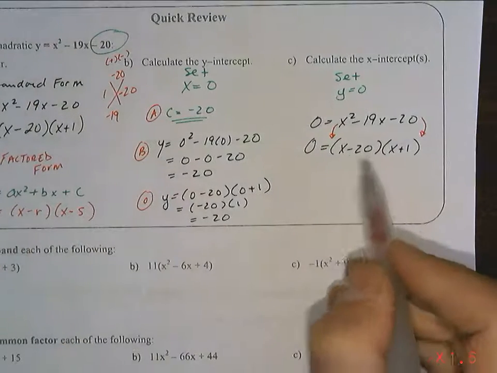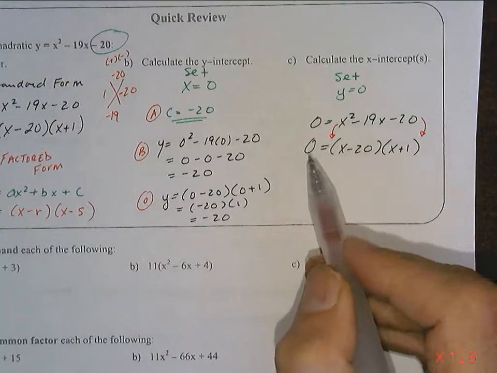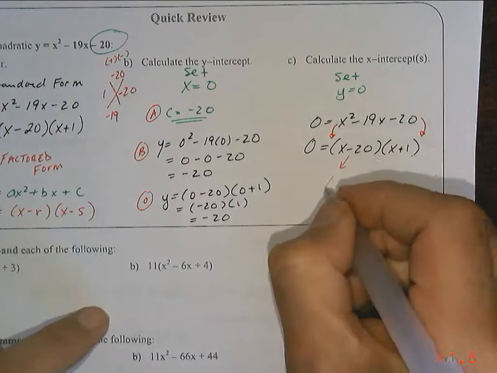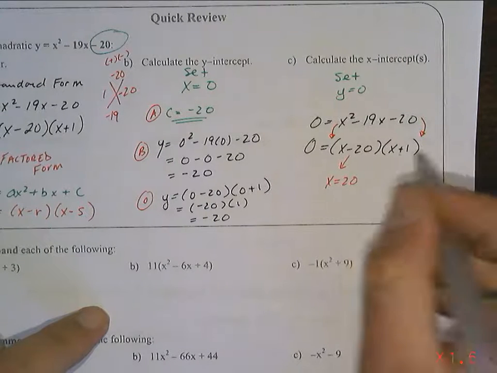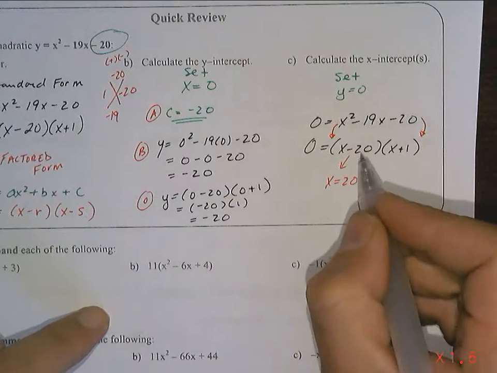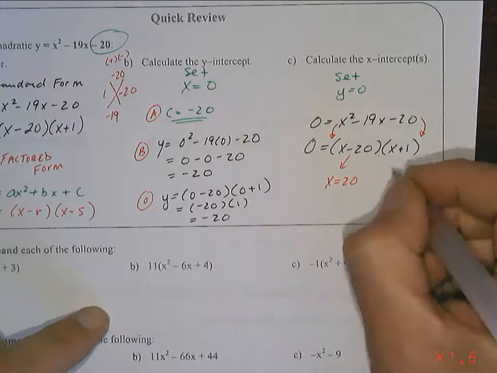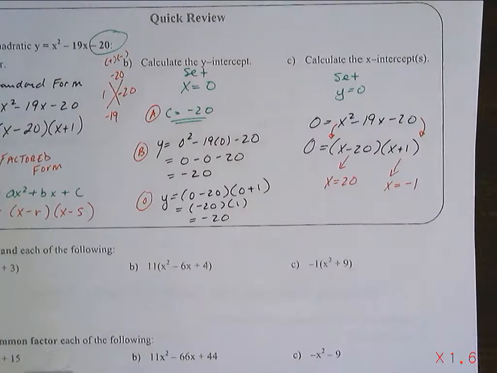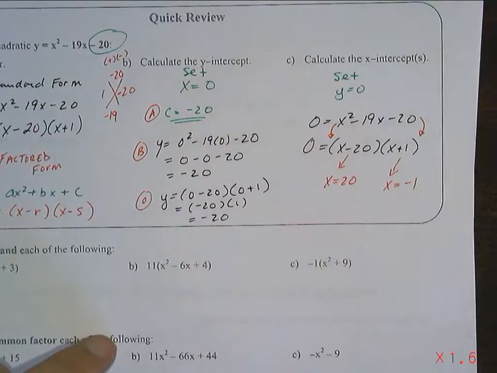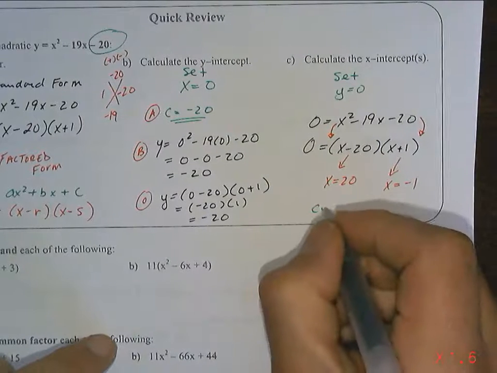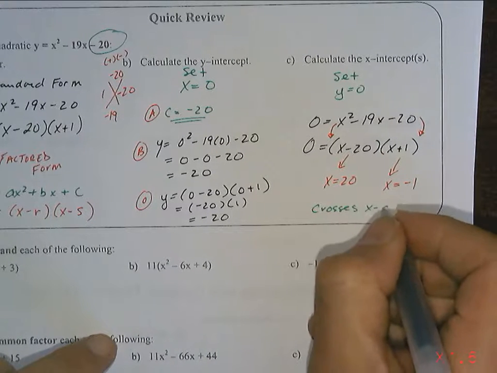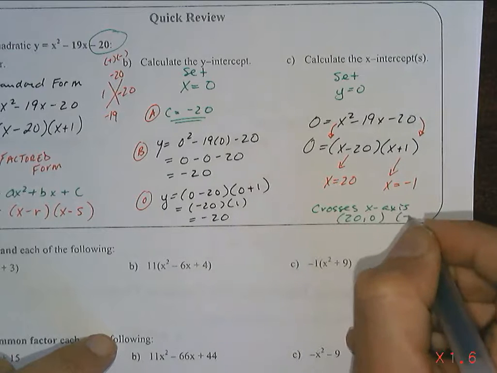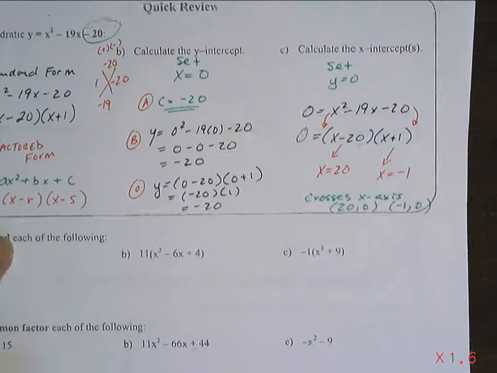And when I have it this way, I now have two things that multiply to give 0, which means either the first one is 0, in which case x would equal 20, and it doesn't matter what this is, it would be 21. It would be 0 times 21 is still 0. Or this one's 0, which means that my x-intercepts are 20 and negative 1, but it's going to cross the x-axis at (20, 0) and (negative 1, 0). That's what that means.